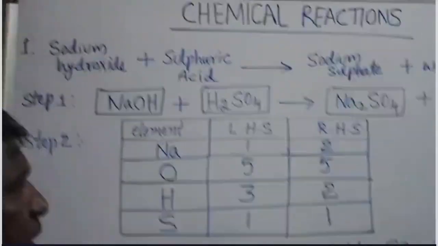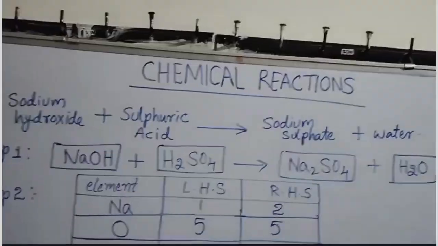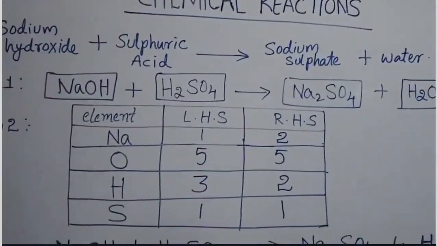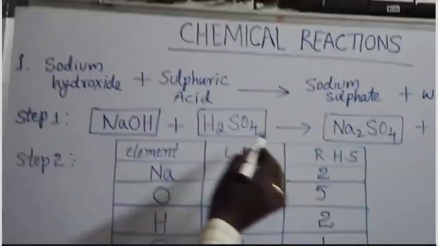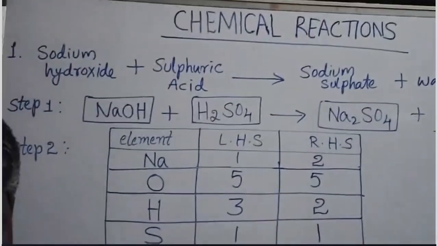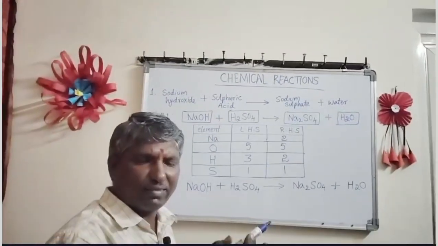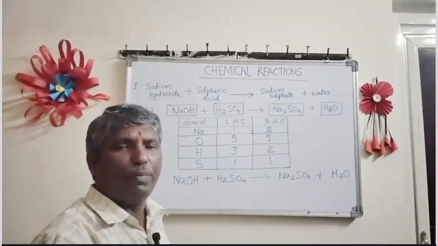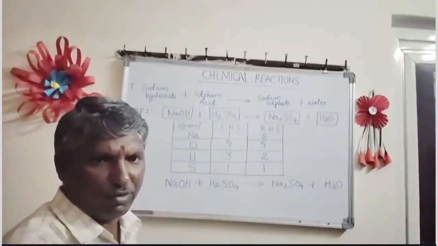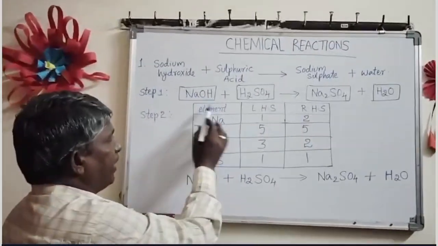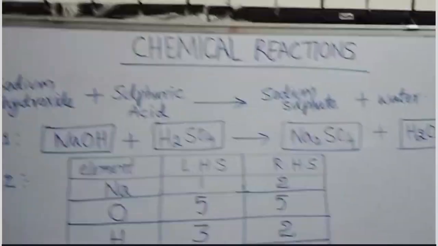Then we observe in this table that LHS and RHS are not equal. Therefore, we first write the skeleton equation. Now we use the trial and error method. The skeleton equation changes into a balanced chemical equation. First, observe sodium.